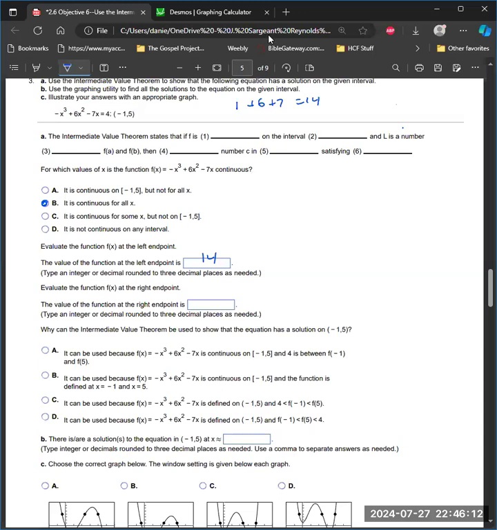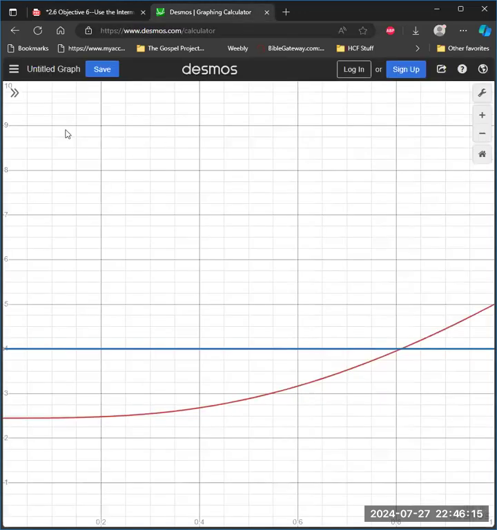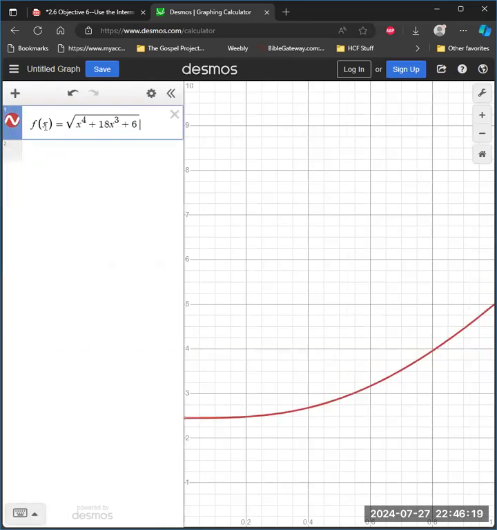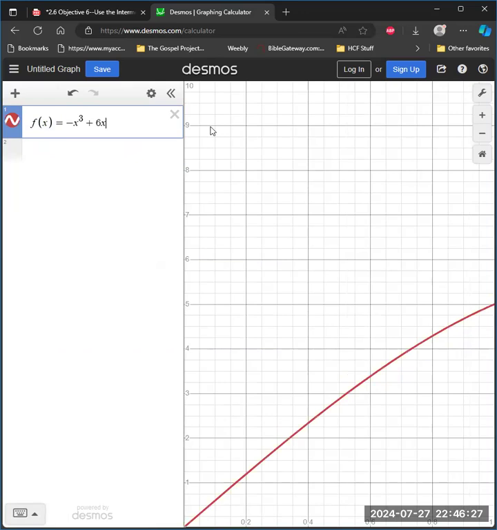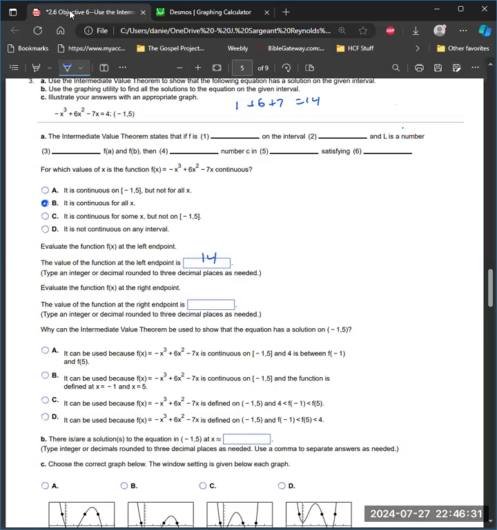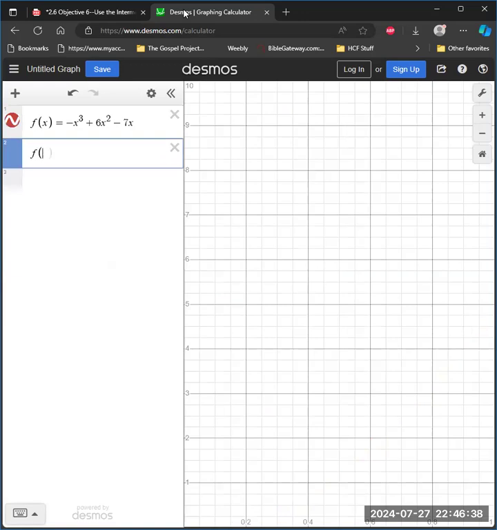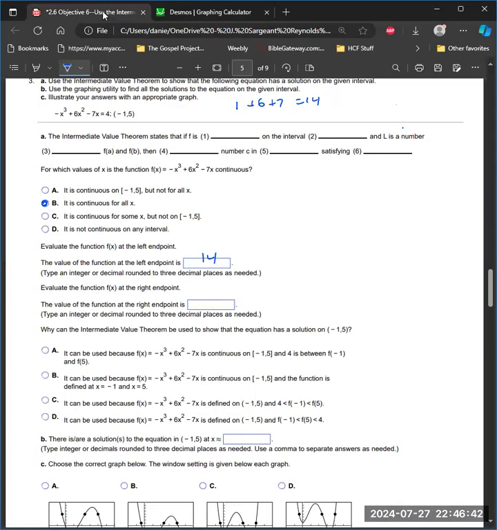Negative x cubed plus 6x squared minus 7x, f of 5 is going to be -10.